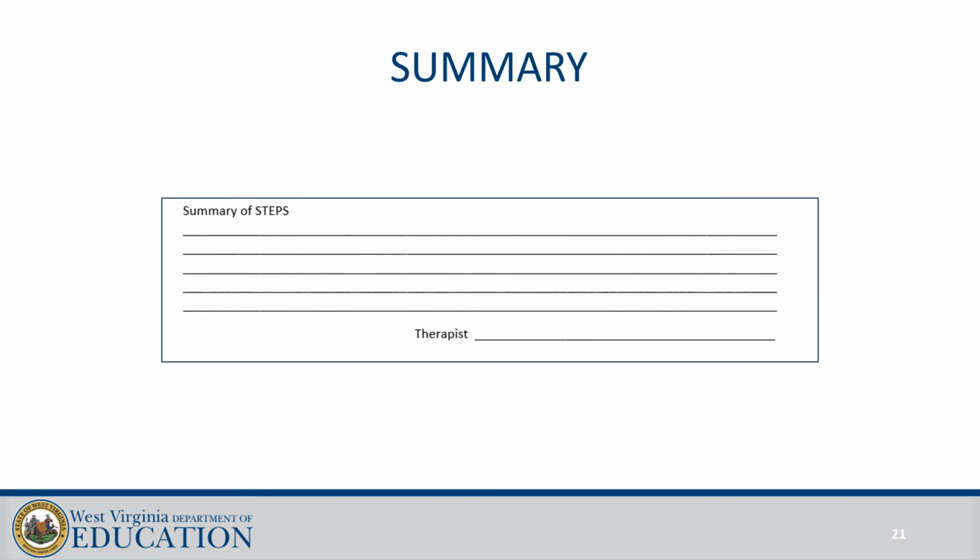At the bottom of the page is a place for summarizing information about the student's participation in the STEPS program. This would be useful if the student is moving to another school or a different county, or if they're being dismissed because they've mastered their targeted skills, or they're being referred to special education. It more or less summarizes why you're discontinuing your documentation.